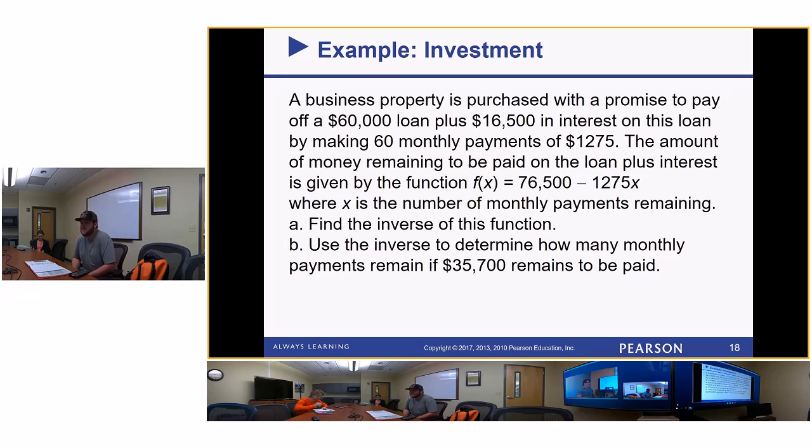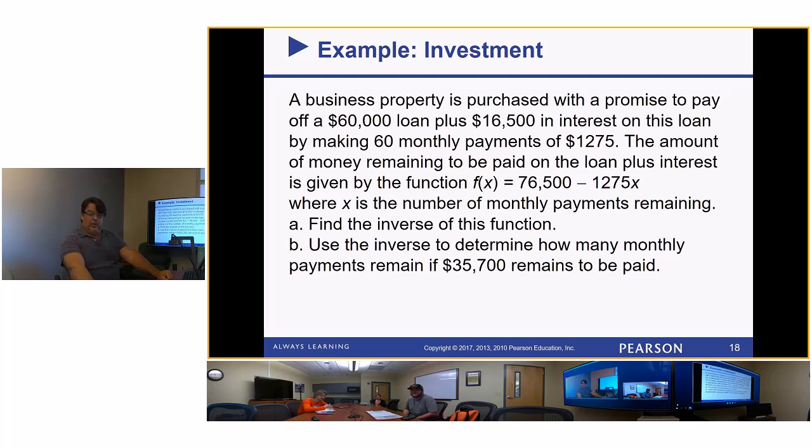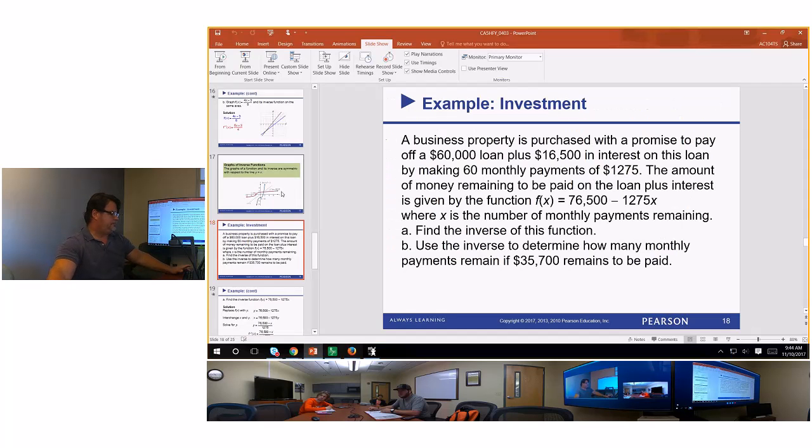Anyway, go ahead. Write this down, or just take a picture of it for time purposes if you can. If you're going to copy down anything, just copy down f of x is equal to 76,500 minus 1275x, because that's the function. And they want you to find the inverse, and then you plug in 35,700 for y. So that's what I'm doing right here.